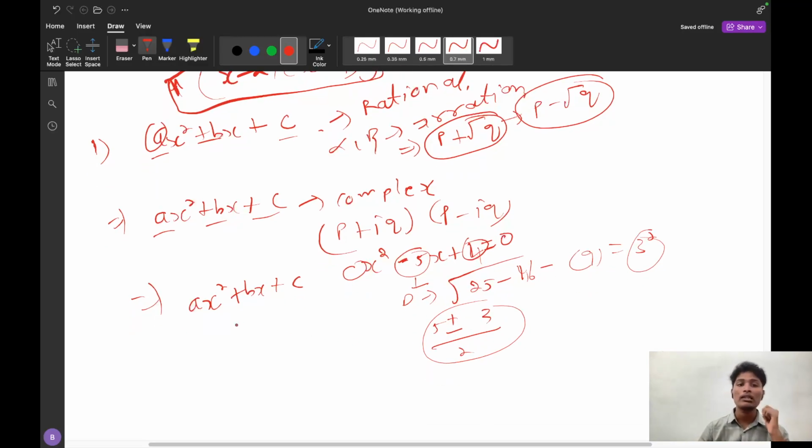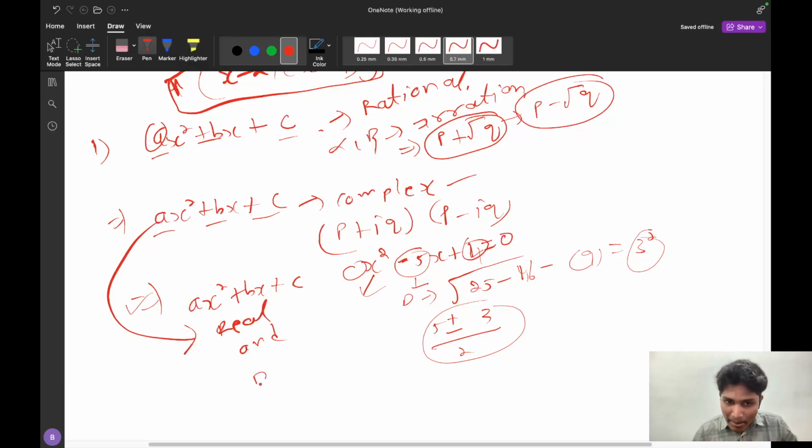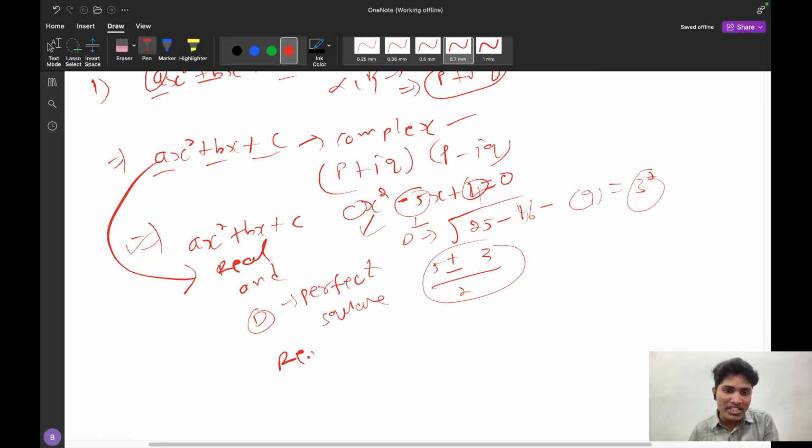So the third case, I actually forgot, but with the help of visualization I got the concept again. Why? Because in the first case, the coefficients are rational and I got irrational roots. If the coefficients are real, I will get complex roots. What if the coefficients are real and the discriminant is a perfect square? Then real roots will exist.